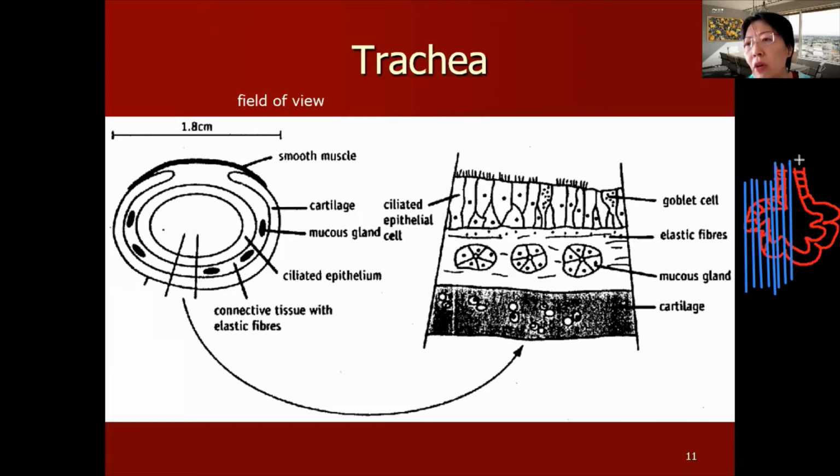So out of all the sections that you're going to make through the mucous gland, there is only a small percentage of the sections in which you will be able to see the duct directly connected to the mucous gland. The rest of them, you cannot see the duct. Can you see that? So that's why in this drawing here, you see that this mucous gland has no duct connecting to the lumen of the trachea, because the section did not cut through the duct. That's the reason.